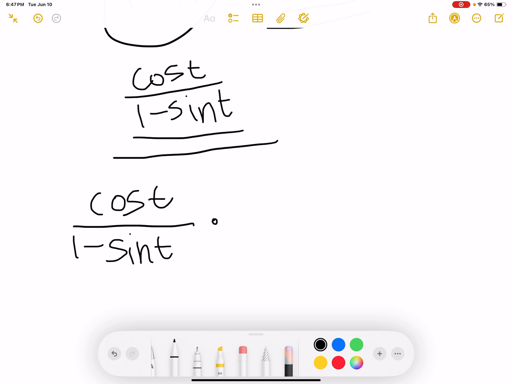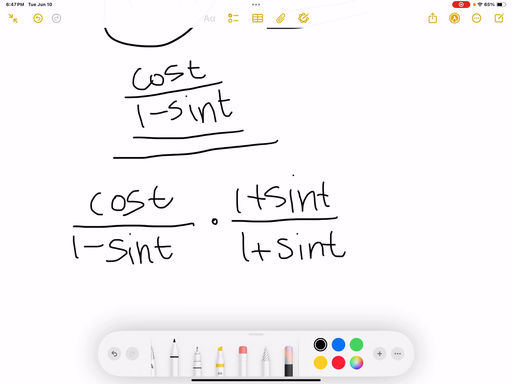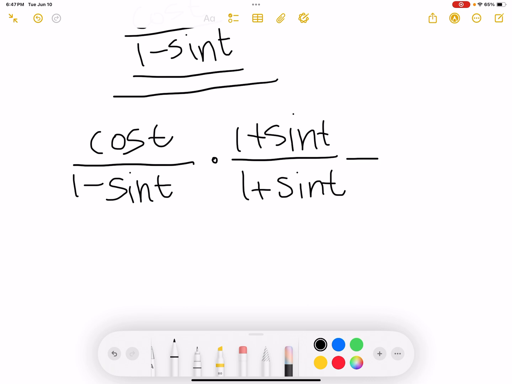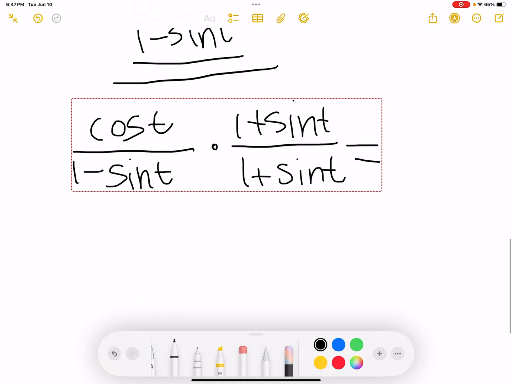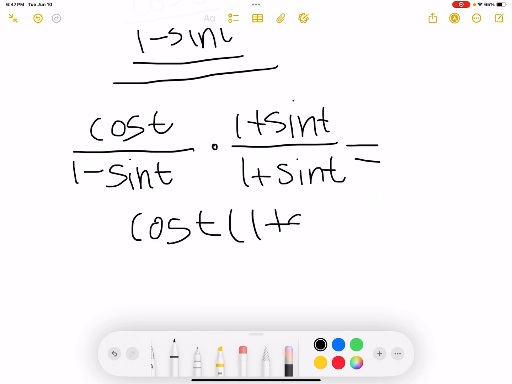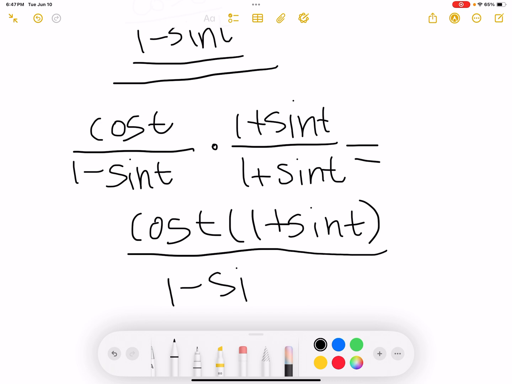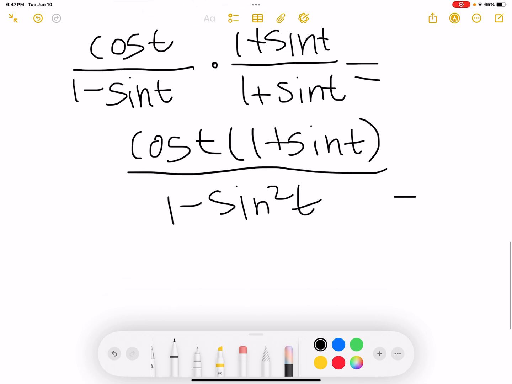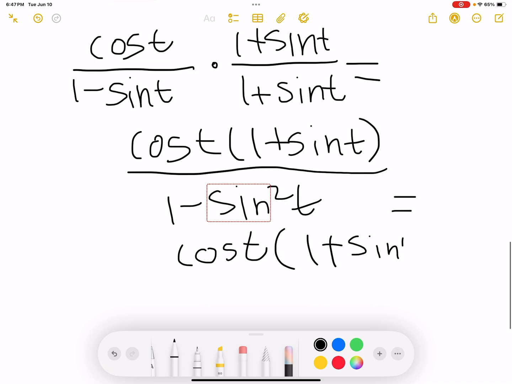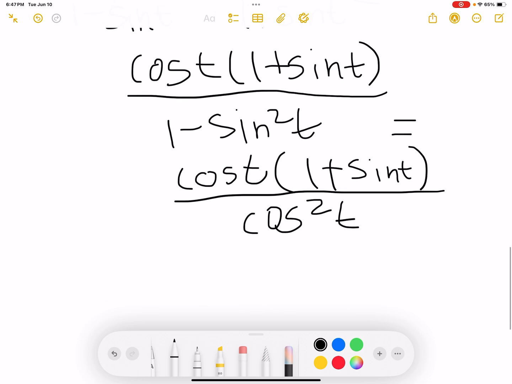So we're going to do that, but we have to keep the top and the bottom the same, so we multiply by 1, which is equal to 1, obviously. And then you want to multiply these together, so multiply the top, and we get 1 minus sine squared t on the bottom, which is equal to cosine squared t, sorry.